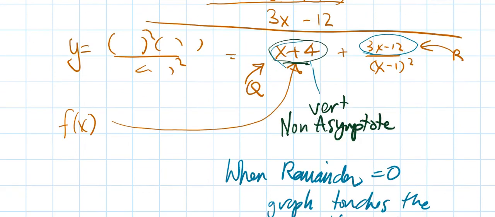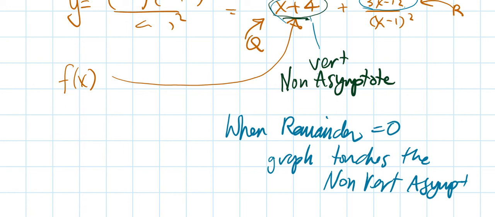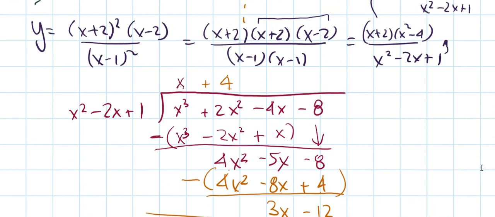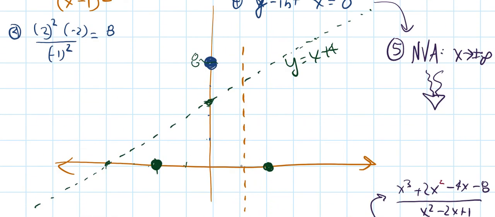What's going on with that? It's touching the non-vertical asymptote because if the remainder is 0, then f of x is just x plus 4. So this remainder is 0 when? When 3x minus 12 equals 0, or when 3x equals 12, or when x equals 4. So what is that saying? It says our graph at 4 is going to actually touch our asymptote. It's going to equal our asymptote.